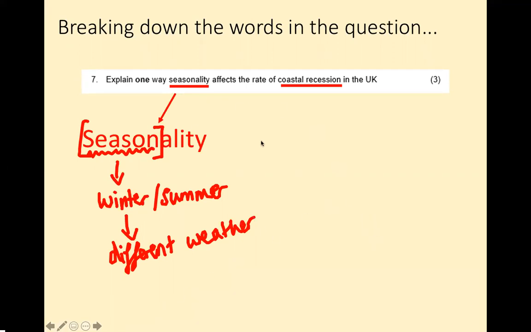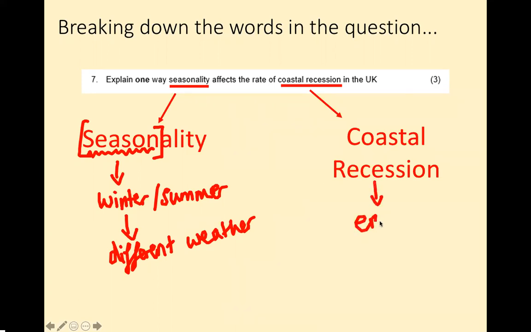Coastal recession, now we've unpicked what that word meant, so we need to think about weather, think about different types of weather during different seasons, okay? That's the hint. So coastal recession, if you remember from the first task, simply means erosion.